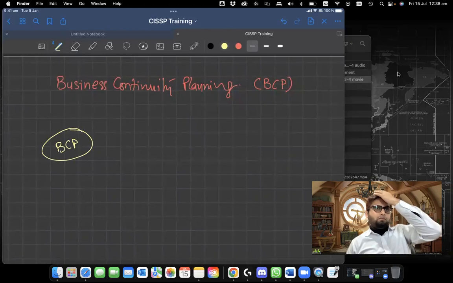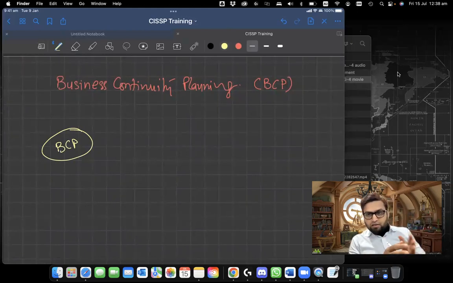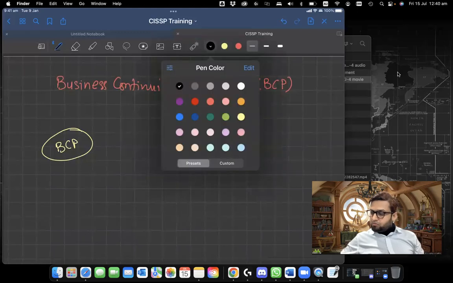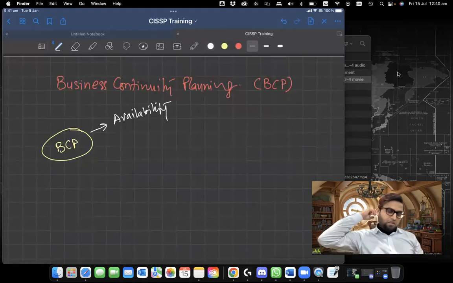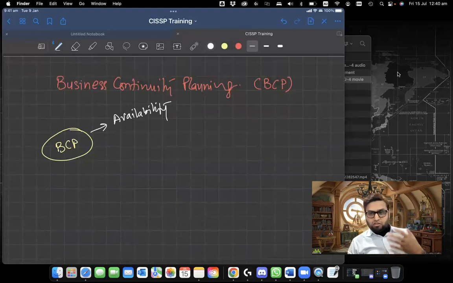So what is the area, or what is the principle of information security BCP addresses? We should know that BCP is basically addressing availability, right? So BCP is primarily meant to ensure that the business is running and business is available. So its end objective is availability.